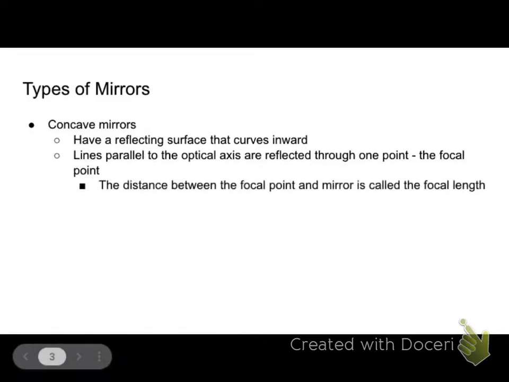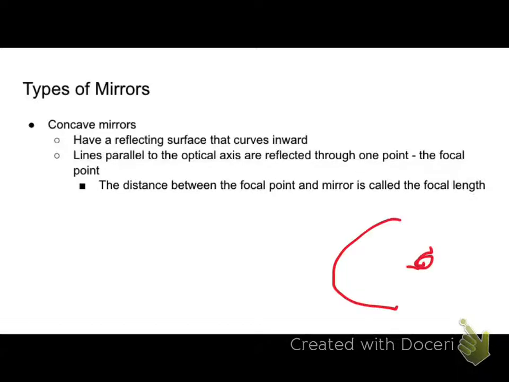The distance between the focal point and the mirror is going to be called the focal length. So, you've got your mirror, you've got your focal point. This distance right here is the focal length. And the focal length is important because it will help you tell what kind of image you're going to get.